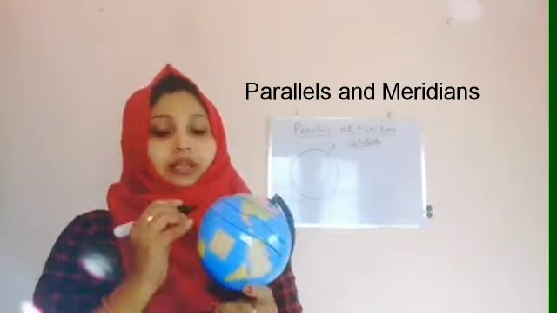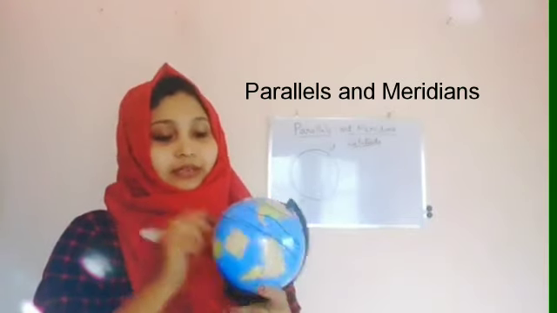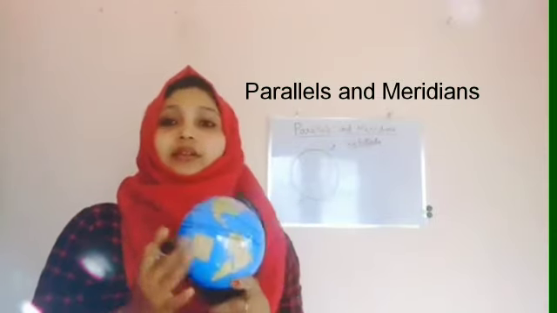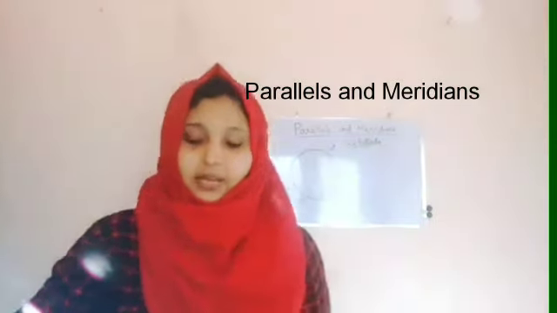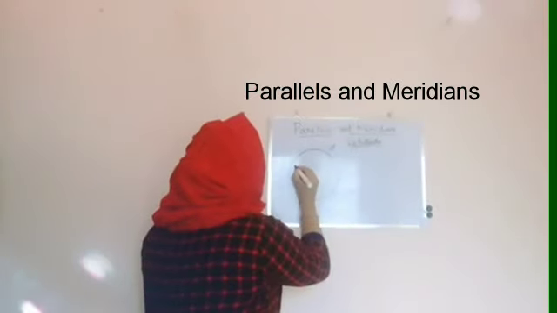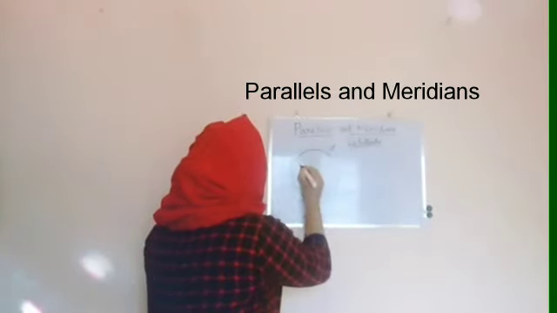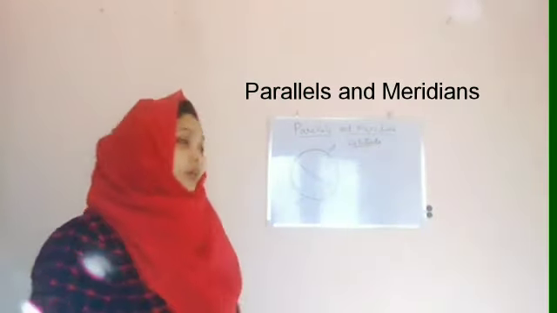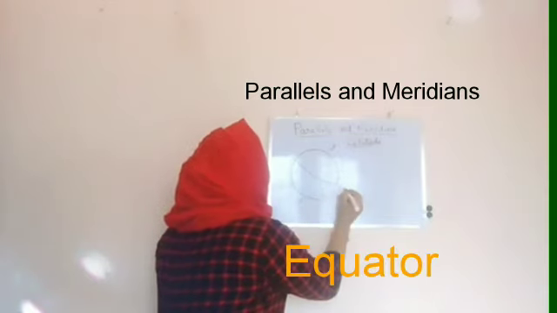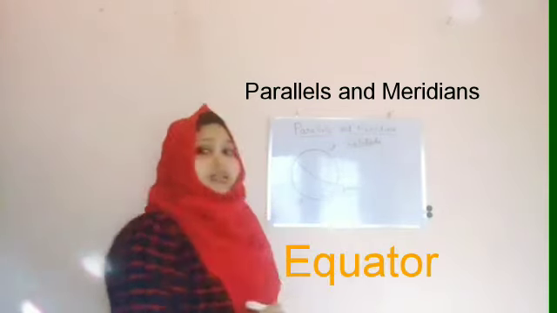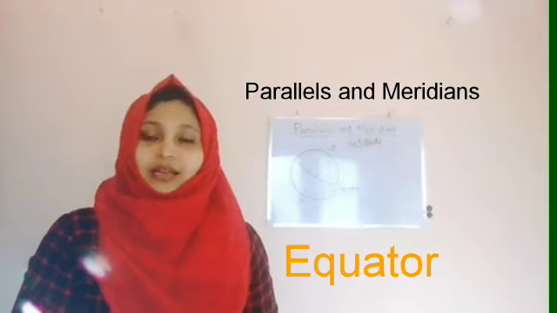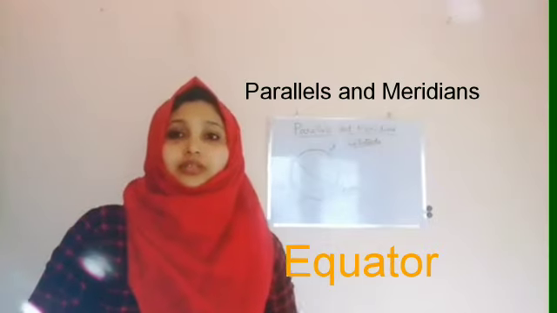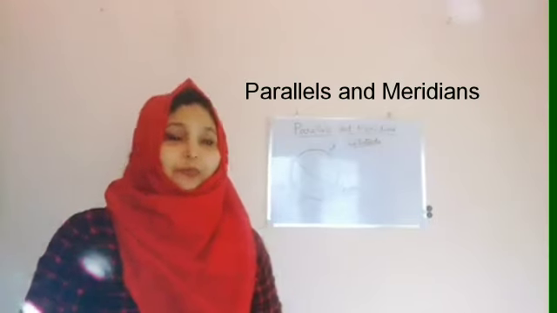And we will get here, at the exact middle of this globe, the longest latitude. Exact middle. Longest latitude. Right? This longest latitude is known as the equator. What is that? Equator. The longest latitude is known as the equator. So, this equator divides the earth into equal parts.